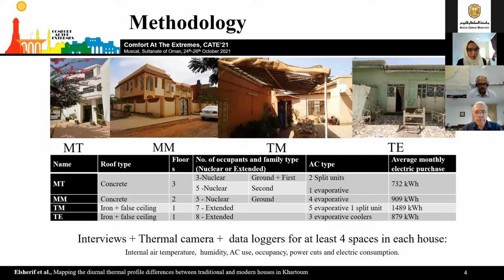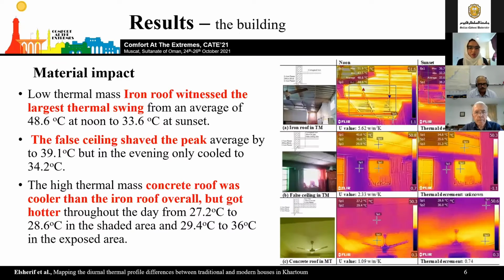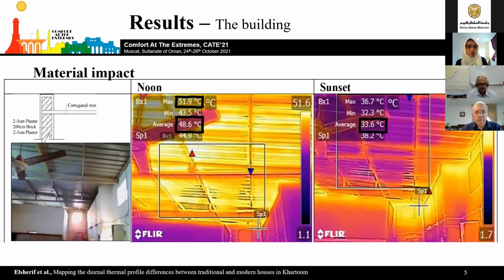And every 15 minutes, I would log the air temperature, the humidity, if the air conditioner was on, if the space was occupied, has there been a power cut, and electric consumption. So the thermal camera showed that the roofs had the most significant impact. And you can see this corrugated iron roof was really hot at noon, but cooled significantly when it was time for sunset. And that's because of the low thermal mass, and also because it's directly exposed to the night air and it releases very easily. But you can see the walls still absorbed a lot of heat by sunset.